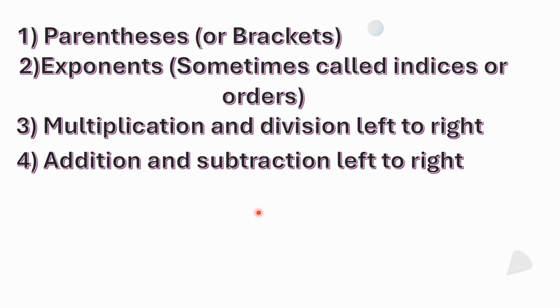But your third step would be multiplication and division left to right. Multiplication and division have equal precedence, so you just go left to right and solve them in the order that you see them. And then your addition and subtraction, left to right. Honestly, it doesn't matter what order you add and subtract as you're going left to right. You're going to get the same answer.